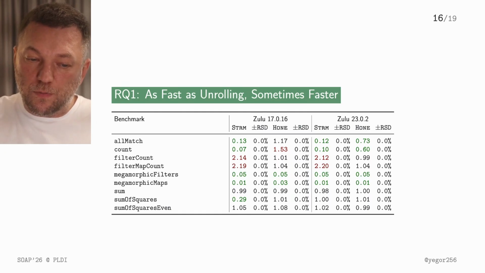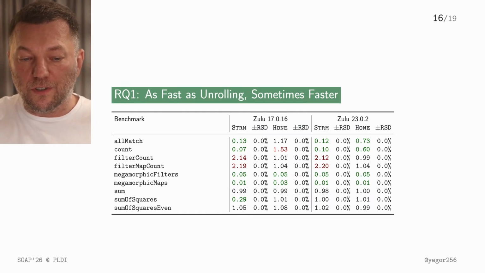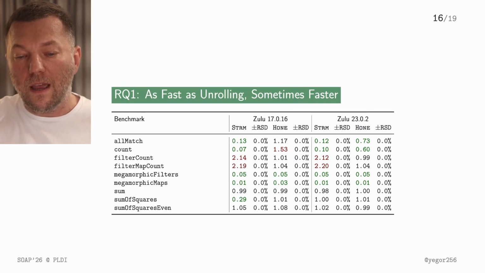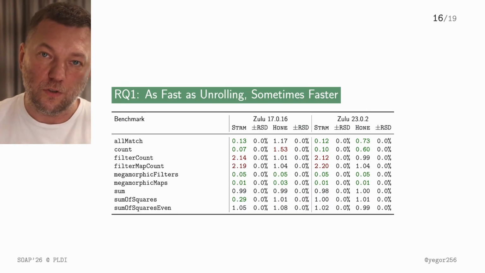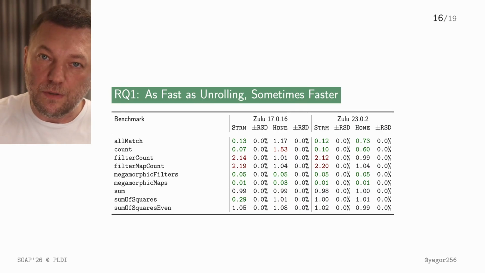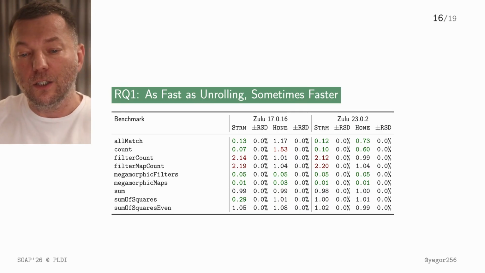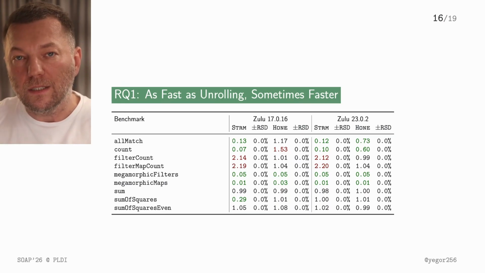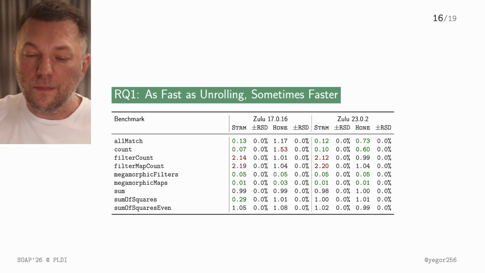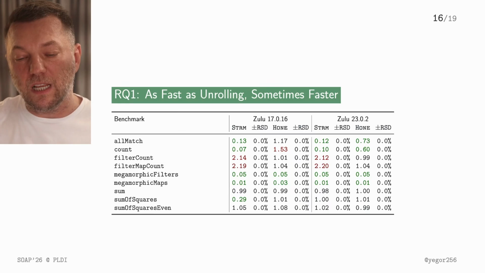On the next 2 benchmarks, which are filter count and filter map count, they actually degrade the performance. So their optimization from a stream pipeline to a loop makes the code work slower. We don't do that. We keep the performance at the same level. We don't optimize, but we don't degrade.